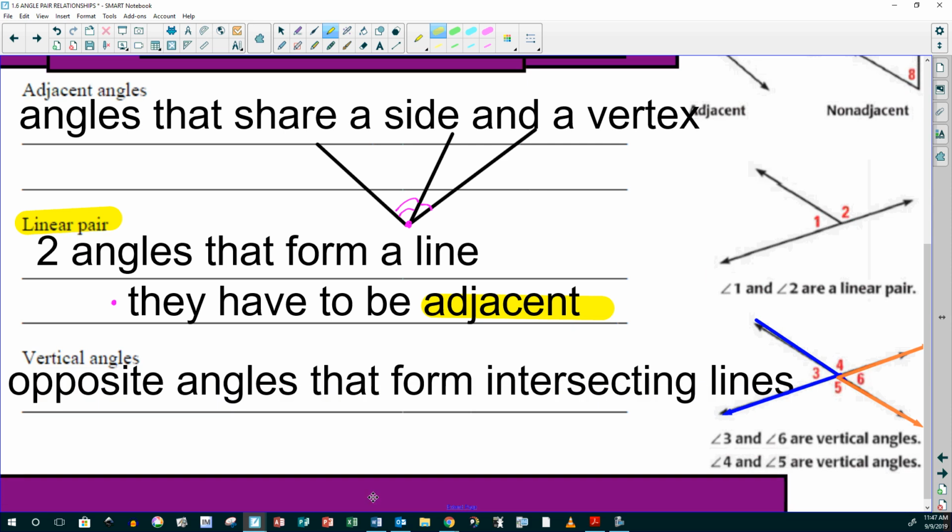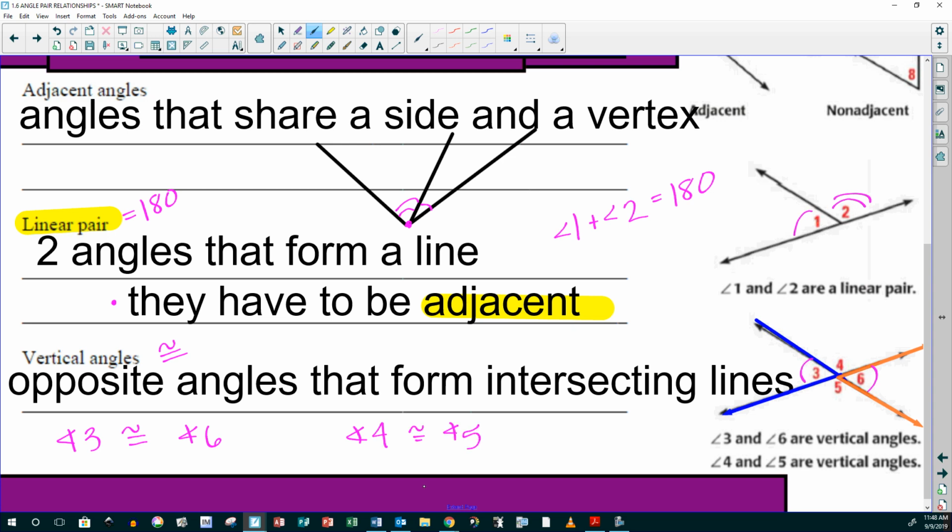Vertical angles are our next term. Vertical angles are angles that form intersecting lines. So for example, if you drew an X as such over here, you would see that angle 3 is opposite angle 6. Well, the cool thing about vertical angles is they are always congruent. Linear pairs are always supplementary. So angle 1 plus angle 2 equals 180 degrees. Where if they are vertical, they're always congruent. So I would say angle 3 is congruent to angle 6, or angle 4 is congruent to angle 5. And I always put these little tick marks in my angle symbols so that they don't look like greater than or less than signs. Okay.